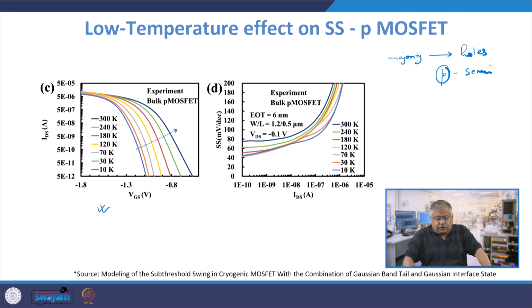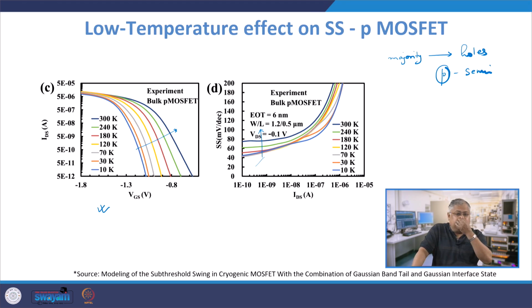If we look at the subthreshold swing versus current, interestingly there is a general trend that for lower temperature the subthreshold value is smaller, and as you go on increasing the value of your temperature it goes on increasing, but it is not as clear cut as an N type MOSFET. So you can see there are a large amount of crossovers and so on, but practically speaking we can assume that for a fixed value of EOT and aspect ratio of 1.2 to 0.5 micron and a fixed value of VDS which is minus 0.1 volts.